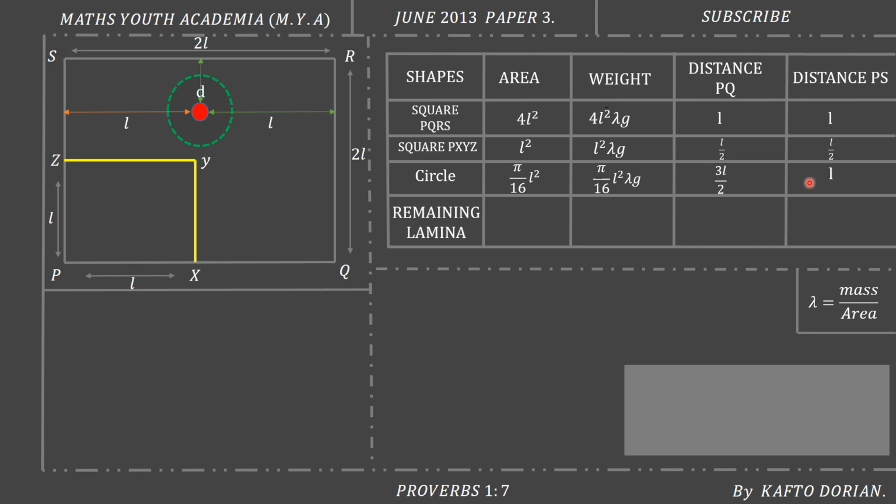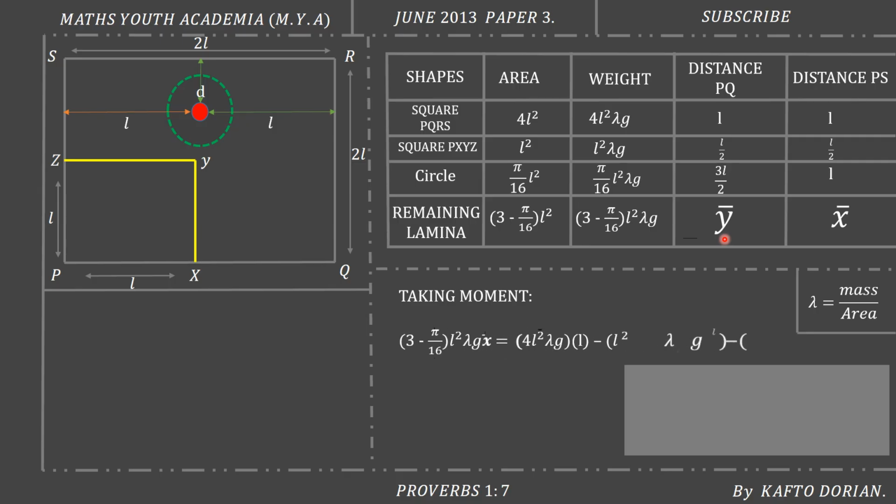Calculating now our remaining lamina, I have 4L squared minus L squared minus pi/16 L squared, which gives me (3 minus pi/16) L squared. To find the weight, I simply multiply the area times lambda times gravity. For the remaining lamina, the distance from PQ is y bar and the distance from PS is x bar.